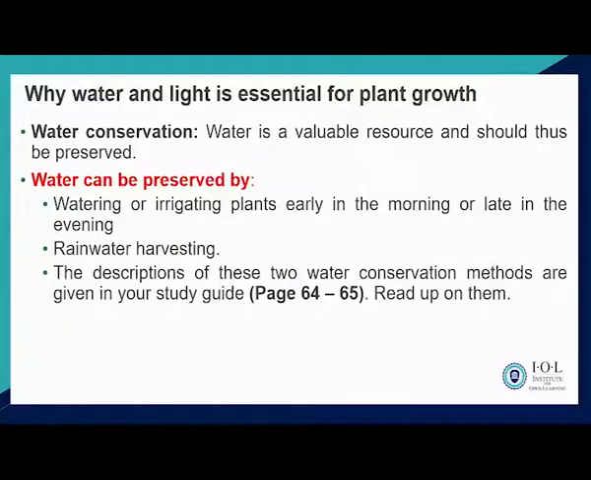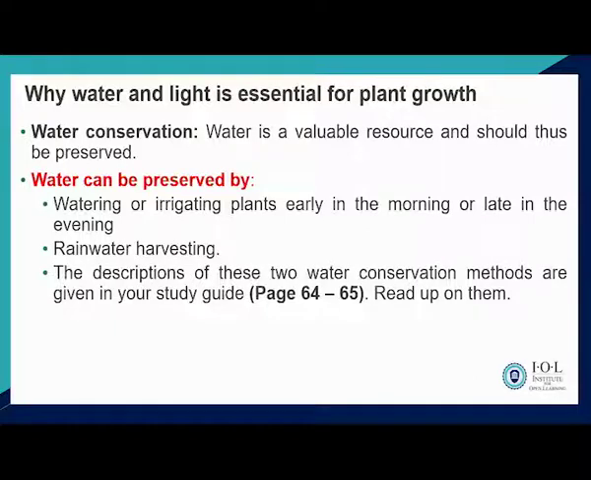So we are saying water is life, and it is one of those valuable resources. As such, it requires us to preserve water. Not only is it expensive, it's also scarce for much of the time throughout the year, especially given our Namibian weather as well as climate.